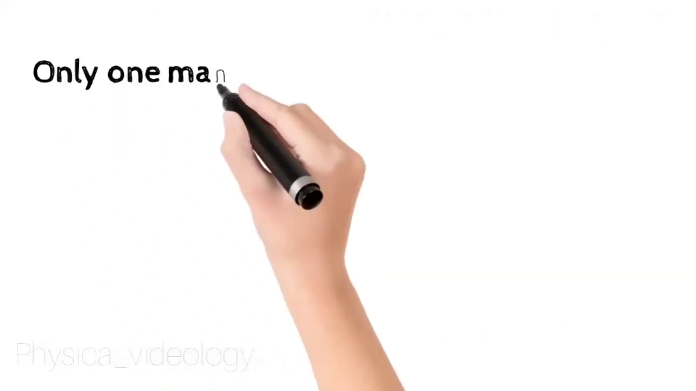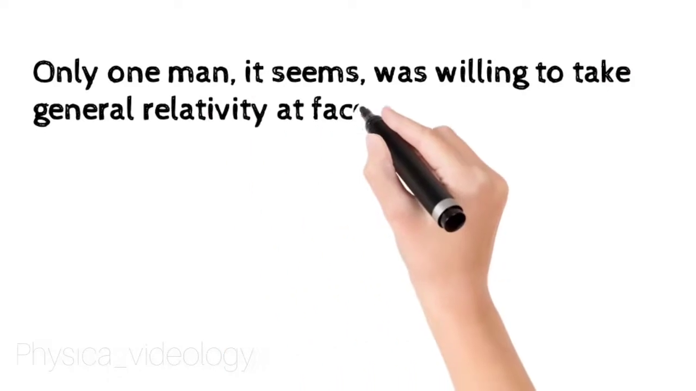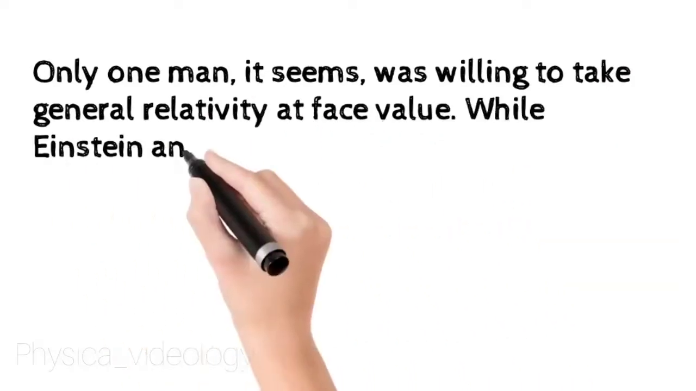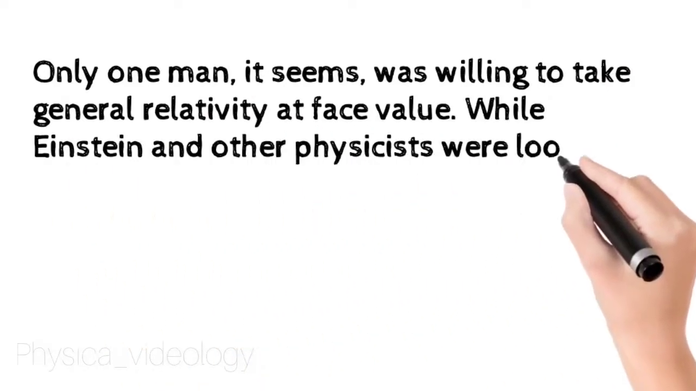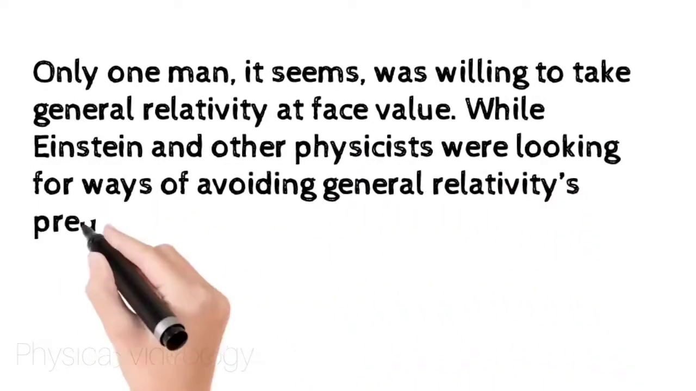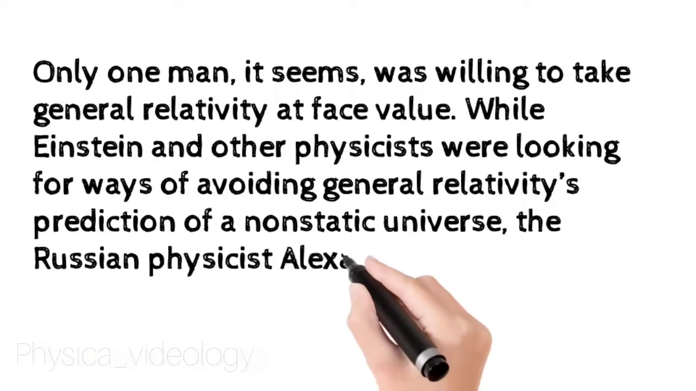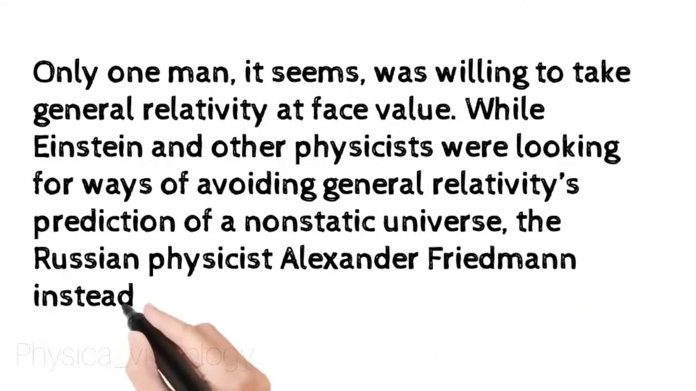Only one man, it seems, was willing to take general relativity at face value. While Einstein and other physicists were looking for ways of avoiding general relativity's prediction of a non-static universe, the Russian physicist Alexander Friedmann instead set about explaining it.